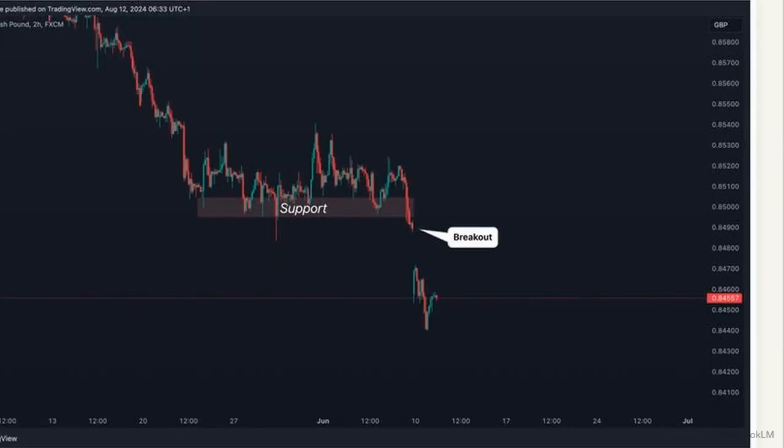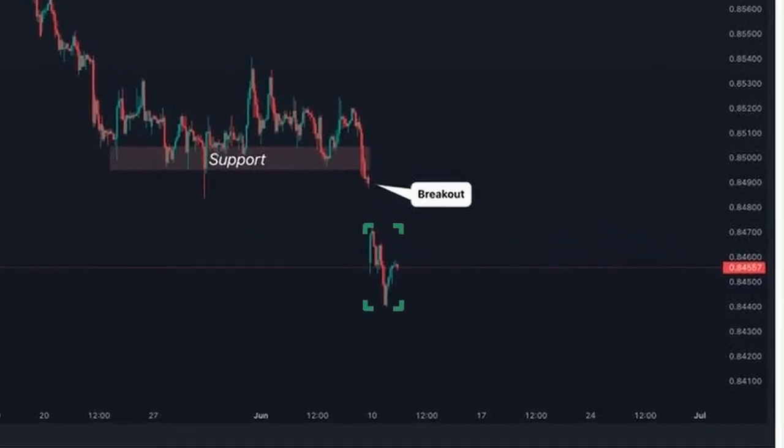On this updated chart, we see a confirmed breakout. A strong bearish candle has closed completely below our support box, meaning sellers are in control. But do not click sell.